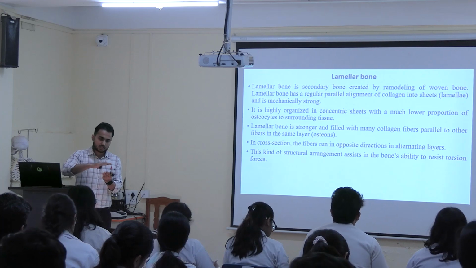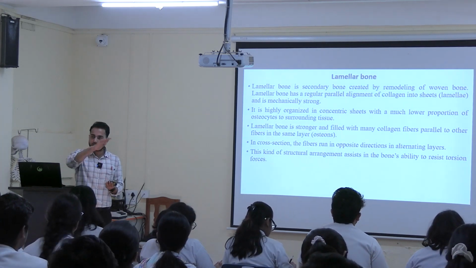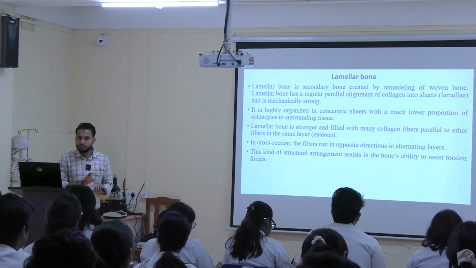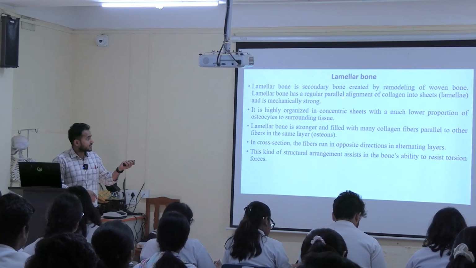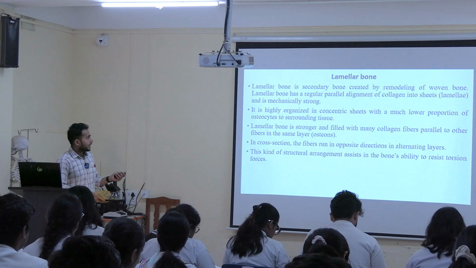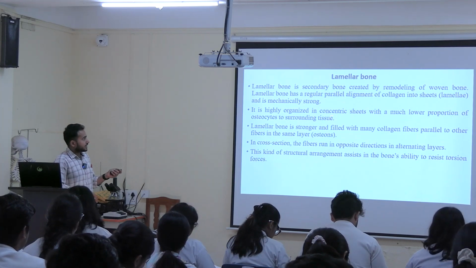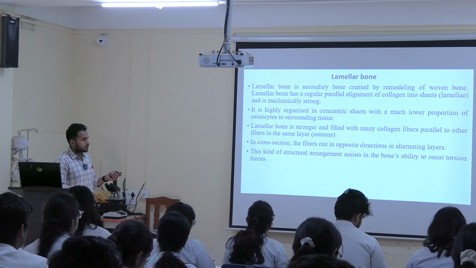Lamellae means one sheet, on top of it another sheet, on top of it another sheet of bone. Those are the lamellar arrangement. So in the lamellar arrangement, what happens? The collagen fibers run parallel to each other. Next, it is highly organized in a concentric sheet with a much lower proportion of osteocytes in the surrounding tissue.